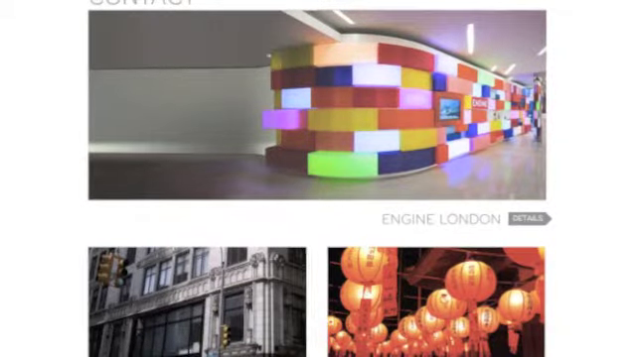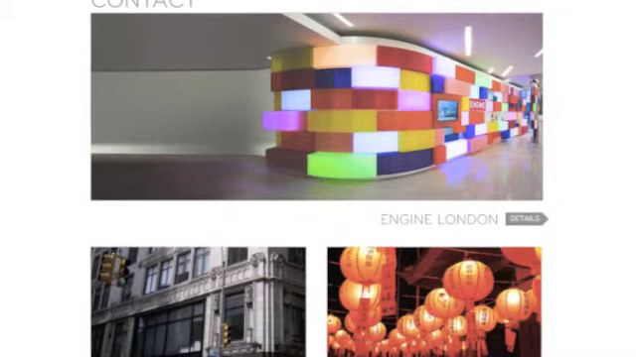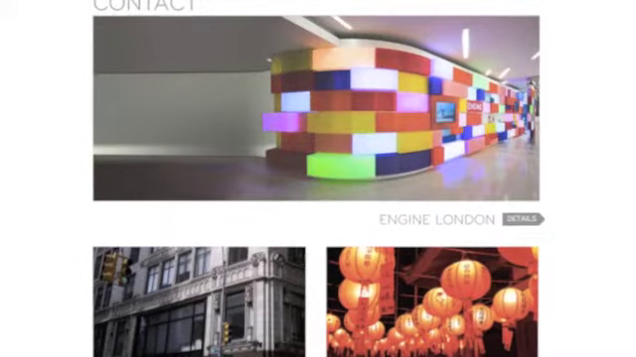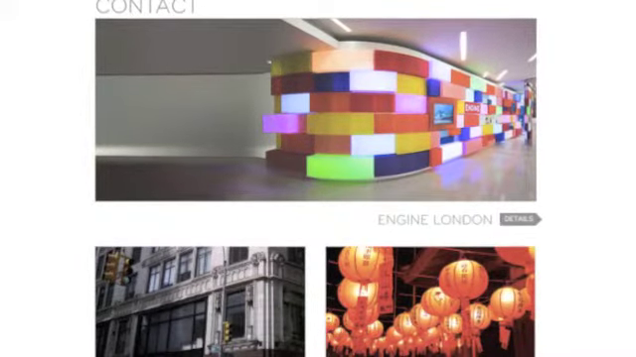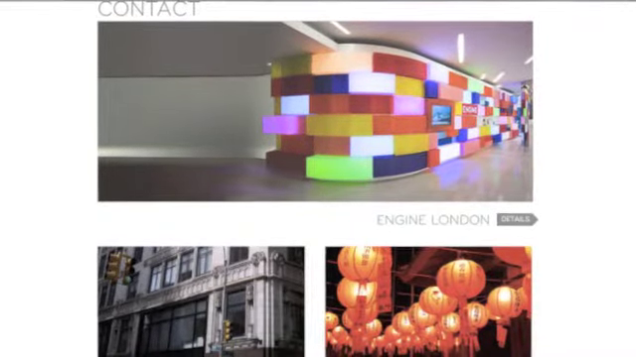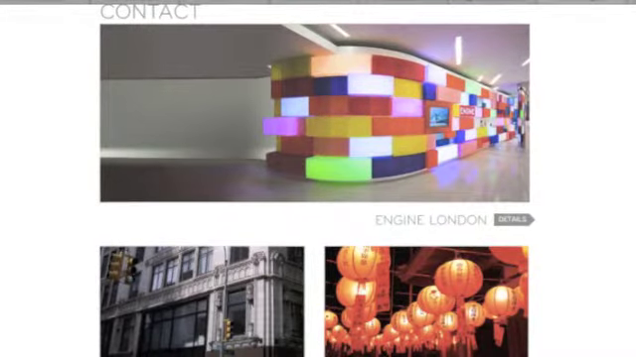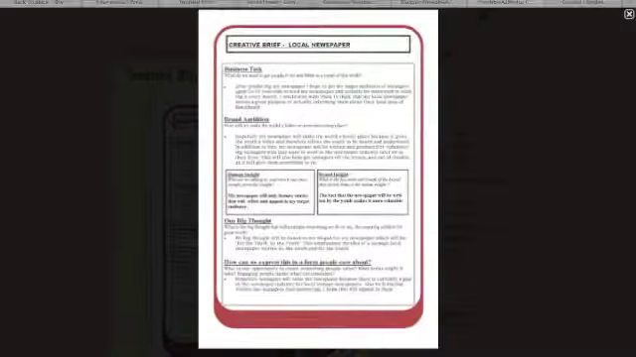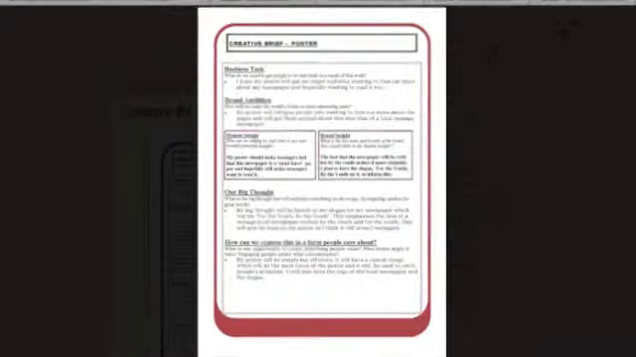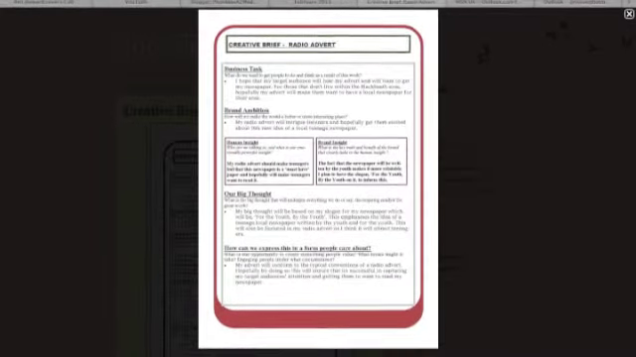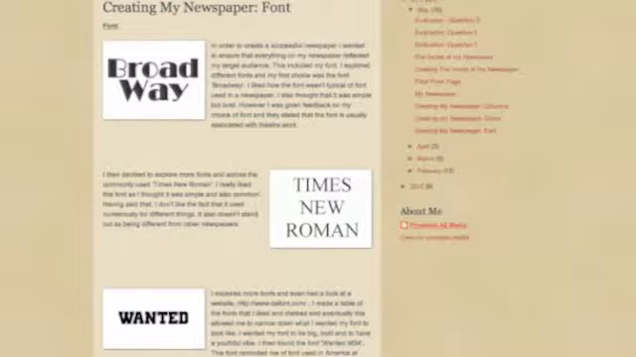Our media group was lucky enough to visit the Engine Group, a creative company which offers marketing services. This trip enabled us to see the process of how companies create posters and adverts. We were able to create creative brief documents for both ancillary tasks and the main task.